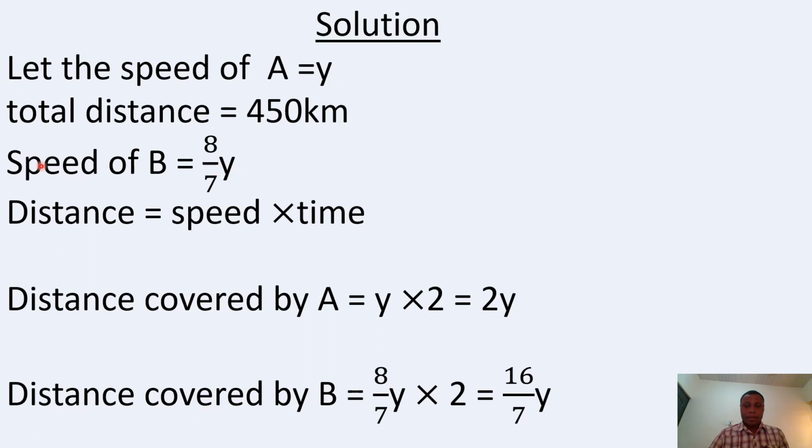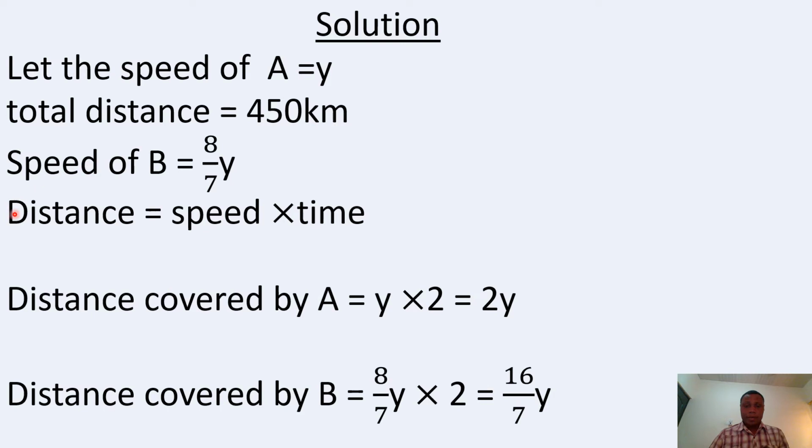So if you want to get the speed of B, you have to multiply the fraction by the speed of A, which is y. This speed of B that we are looking for is now 8/7 y, which is 8/7 times the speed of A. That is what it means here.